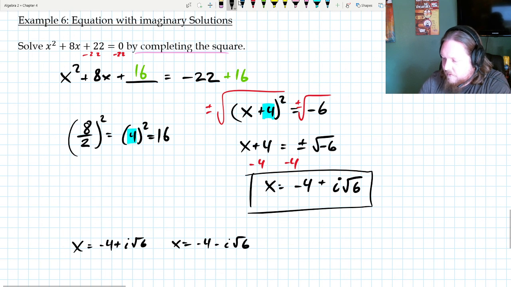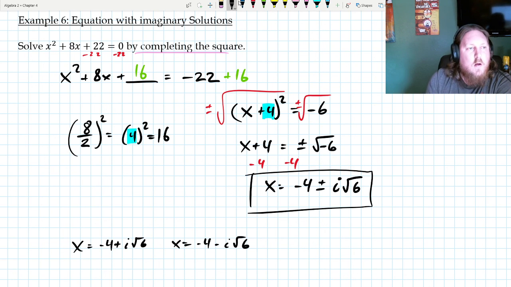Oh, I've got my minus there. Bloop. There we go. Okay. So that's how you solve using completing the square when it's a negative. The only difference is your answer is going to have an i in it.